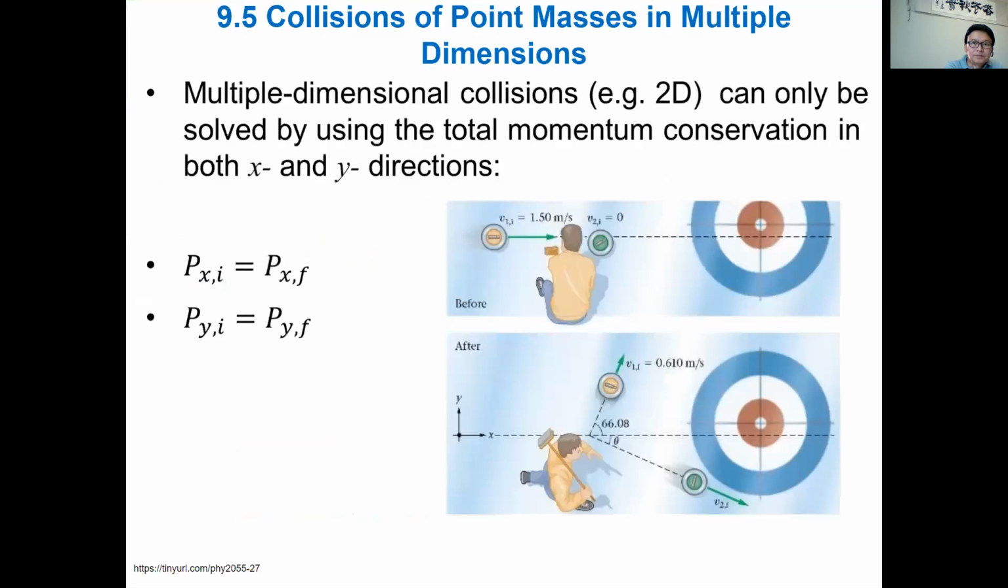Last time we also checked collisions in multiple dimensions. We took a look at an example of a two-dimensional collision. The initial momentum in the x direction should be equal to the final momentum in the x direction, combining the momentums from the objects in the system. Also the y component initial should be equal to final, again combining the y components for all the objects in the system.